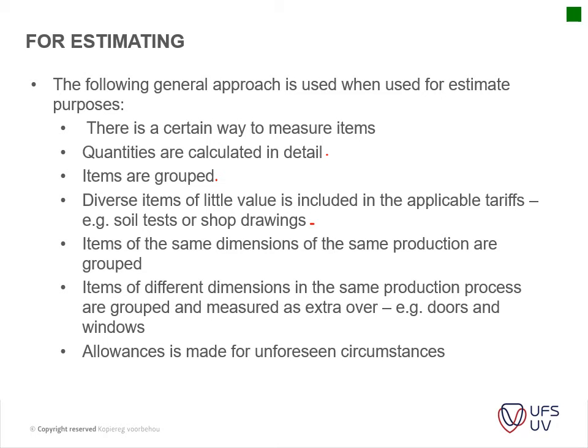Items of the same dimensions of same production are grouped together. Items of different dimensions in the same production process are grouped and measured as extra over, for instance your doors and your windows. And allowances are made for unforeseen circumstances.